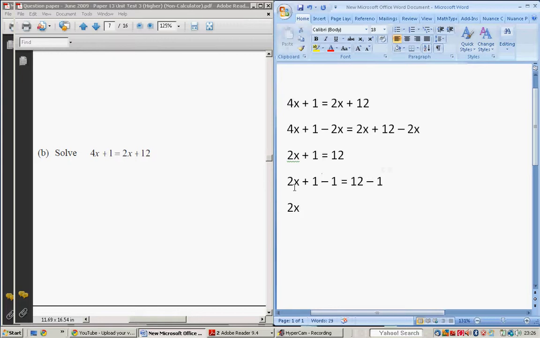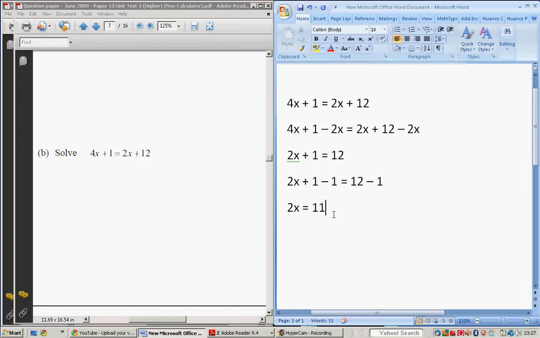2x plus 1 minus 1, that leaves us with 0. We don't need to write that down. 2x plus 0 simply leaves us with 2x. So we simply write down 2x equals 12 minus 1, which is 11. Okay, things have gotten simpler now. 2x equals 11. We don't know what number x is standing for, but we do know that 2 times that number equals 11. So 2 multiplied by that number equals 11.